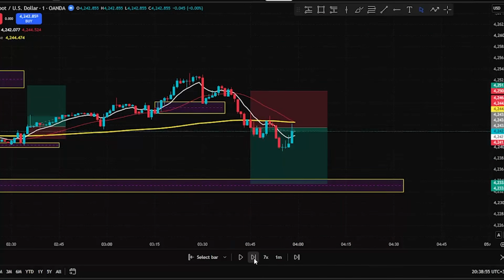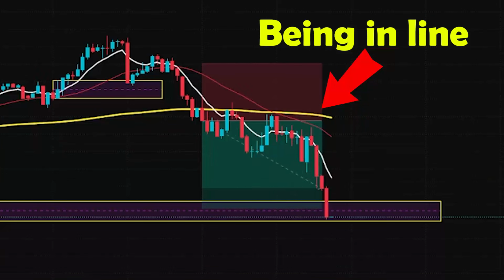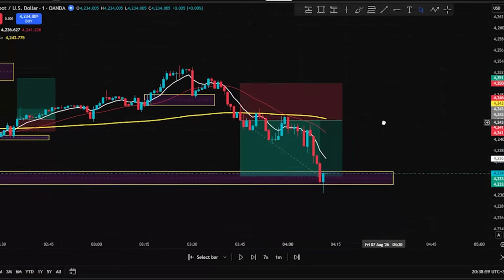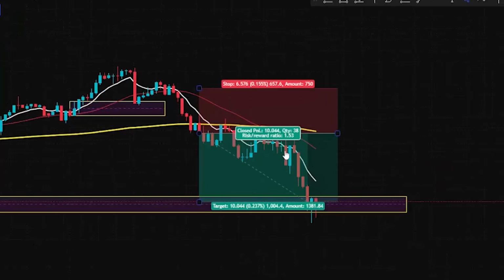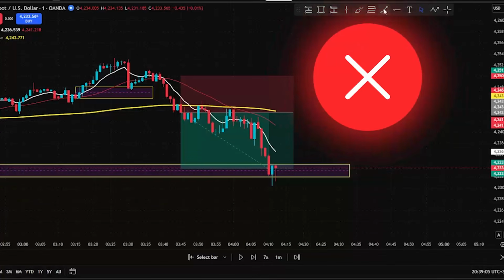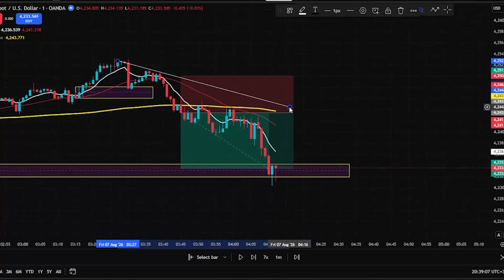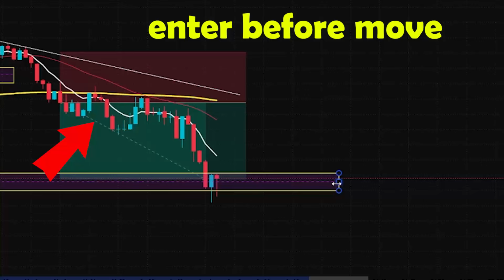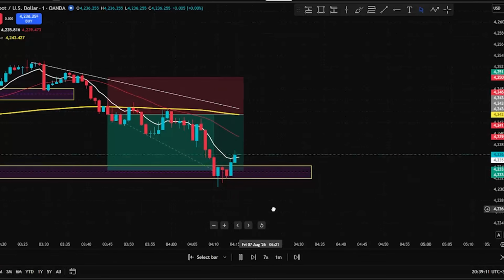First, being in line with the main trend by the 200 EMA. Second, waiting for a real confirmation of the 9 and 21 EMA, not just a simple cross. Third, entering at a point where the price still has room to move, not after the move has ended.